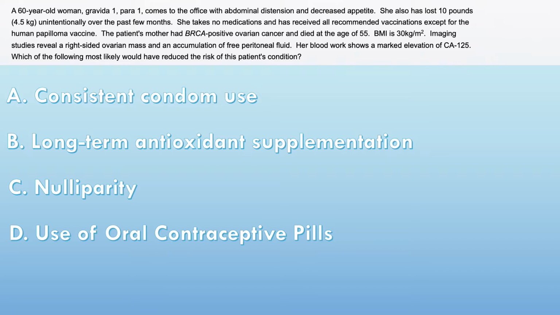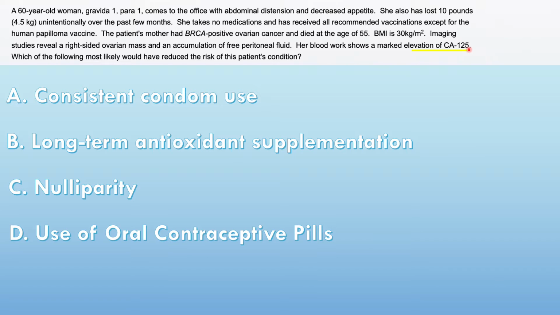Alright, so the first question, like I always approach it, the first thing you should do is read the last couple of sentences, because these usually give away free information. So, imaging studies reveal a right-sided ovarian mass and an accumulation of free peritoneal fluid. Her blood work shows a marked elevation of CA-125. You see, guys, you see what I tell you about the last 2 lines? It essentially gives away everything.